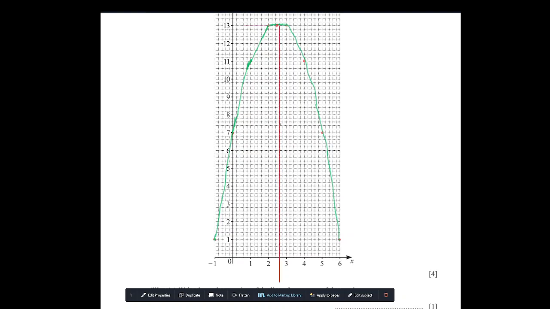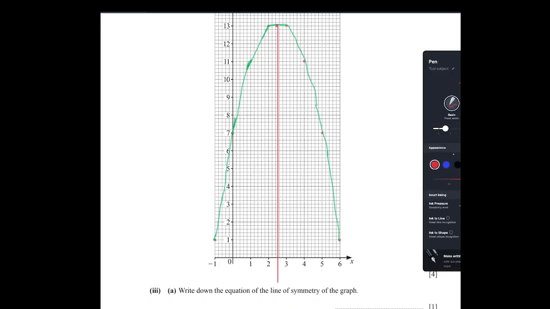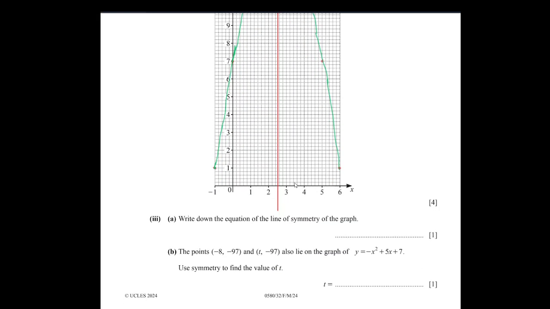Make it exactly in the middle. So it is x is equal to 2.5.